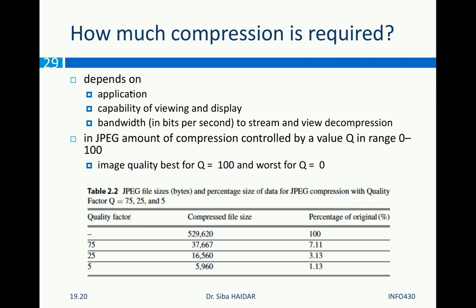In JPEG, the amount of compression can be controlled. Luckily, you have a Q value. You can decide: if you put Q equal to 100, you will get the image in its best quality, versus Q equal to 0, which is the worst possible quality for the JPEG image. And you can see the percentage of the original and the compressed file. If you get a Q in the original, the file size will be 530, for example, megabytes.